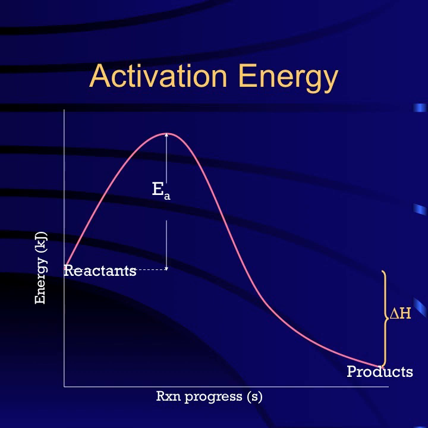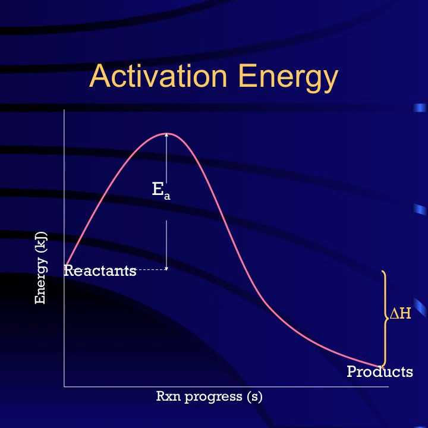What would the sign of my delta H be? You should say that it is going to be negative. A negative delta H means that it is an exothermic process. And yes, you should be writing that down.